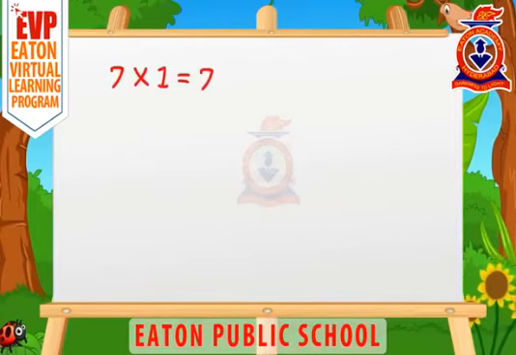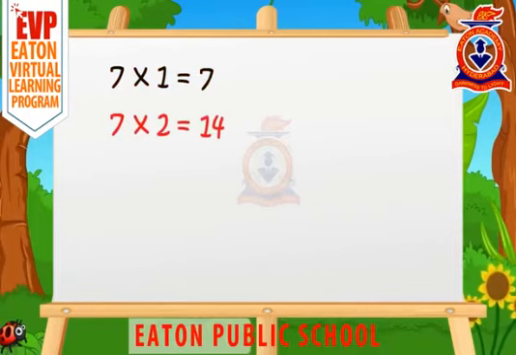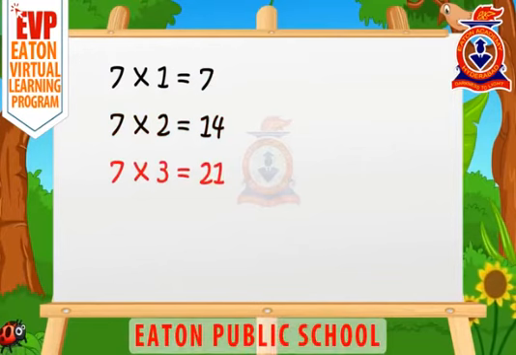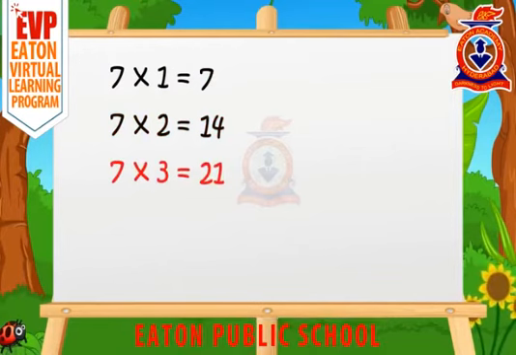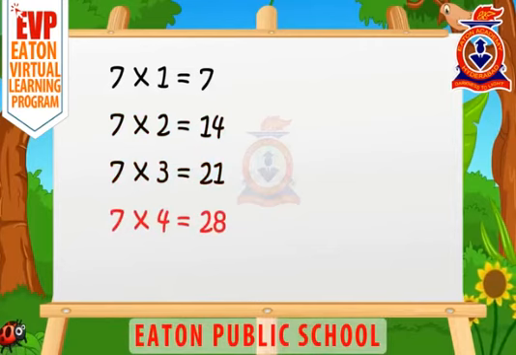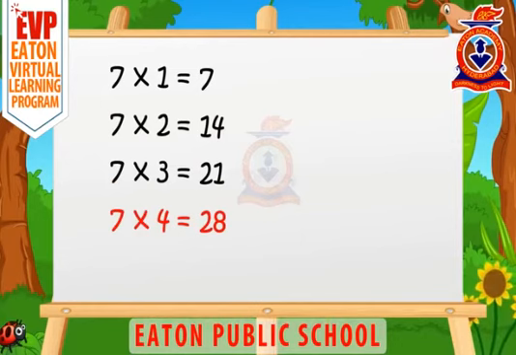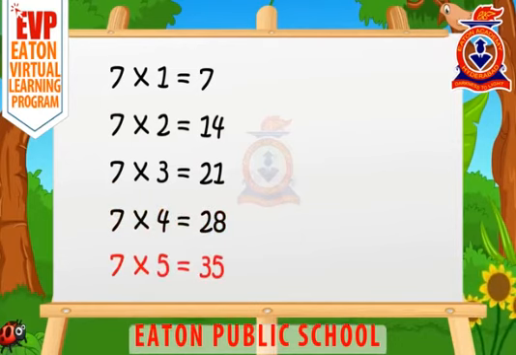7 ones are 7. 7 twos are 14. 7 threes are 21. 7 fours are 28. 7 fives are 35.